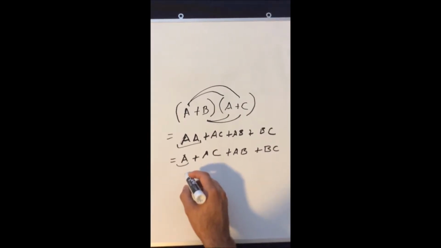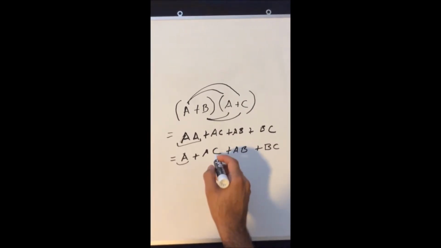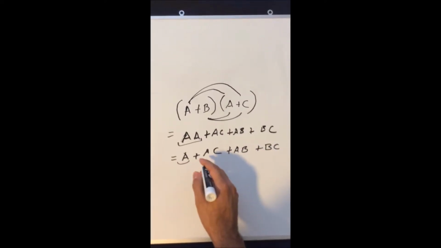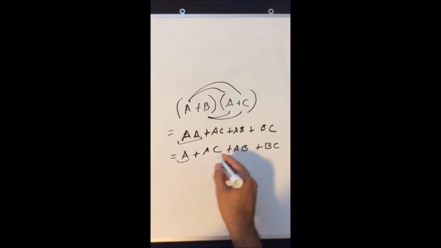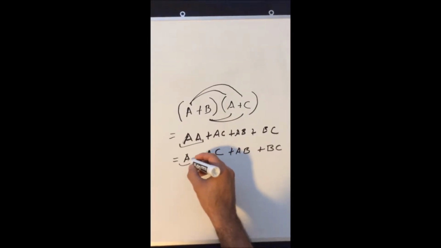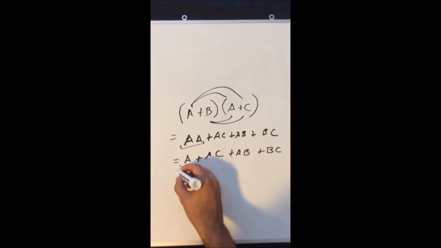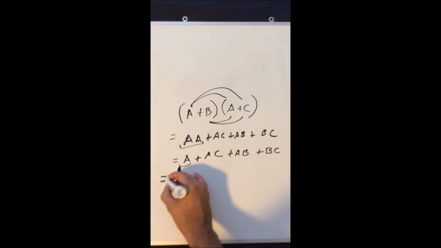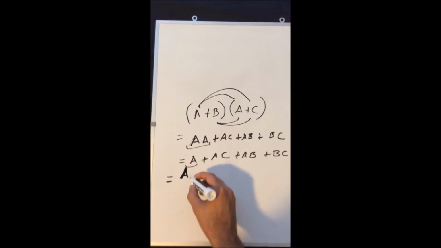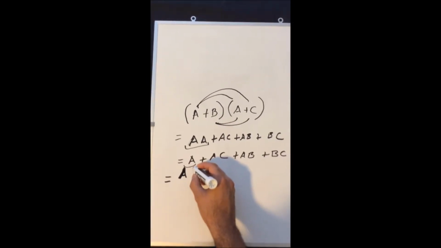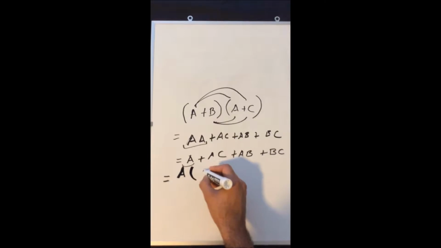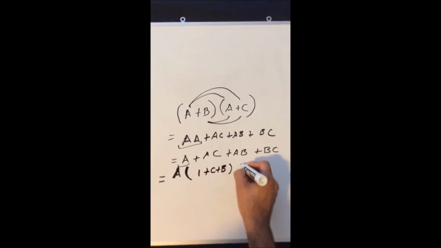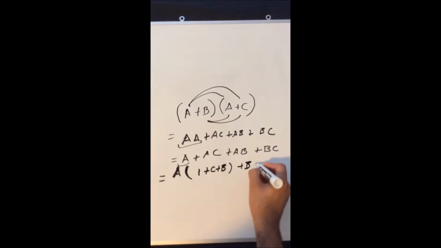There is an A, an AC, and an AB. You have to make sure you leave the BC alone at the end, making this, which will be another rule. I'm sorry for the mess. Which will be A times (1 plus C plus B) plus BC.